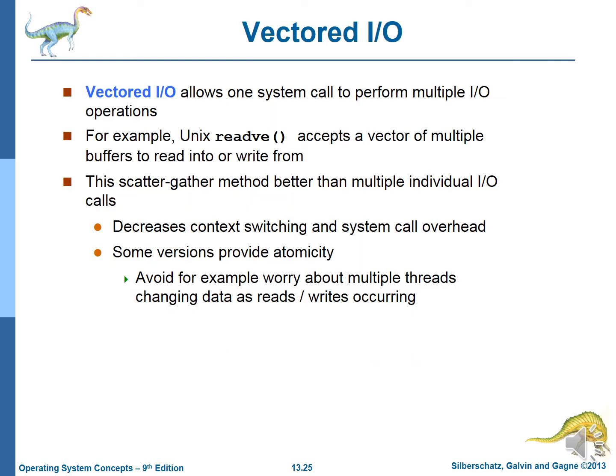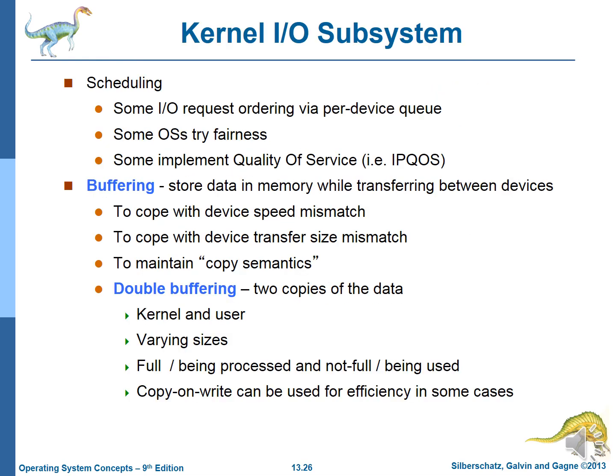Vectored IO allows a system call to perform multiple IO operations. Unix readv is vectored IO, a multiple buffer read. Kernel IO system will do the scheduling. Some IO request ordering via per device queue. Some OS try fairness. Some implement quality of service.